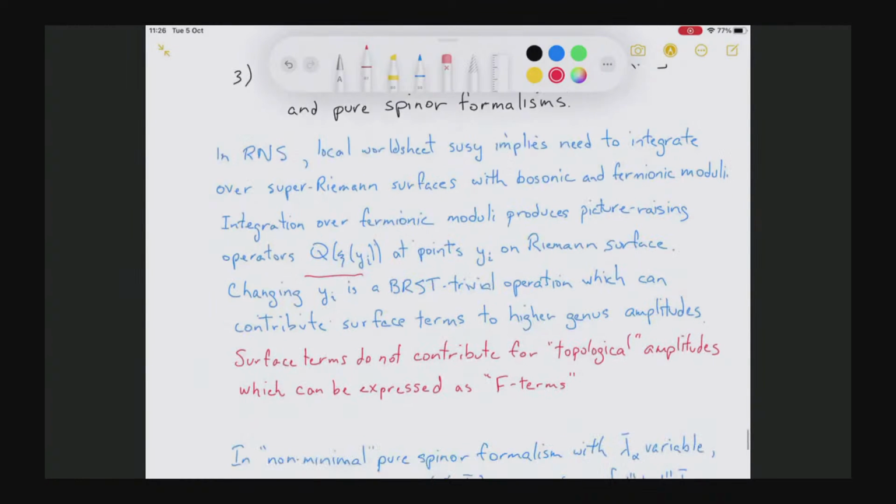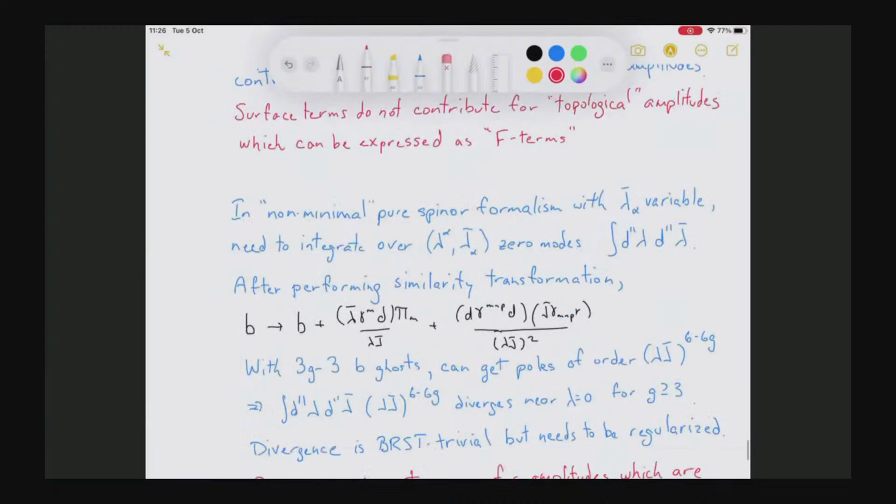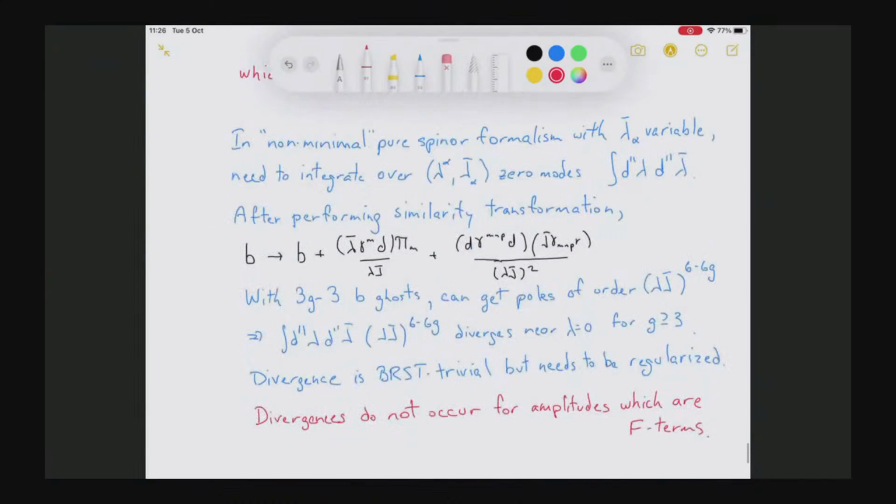In the pure spinor formalism, there are similar subtleties. I didn't discuss it, but if you work in these patches, it turns out that you need to be careful about what happens when you go off the patch, when lambda lambda bar equals 0. It turns out that when you do multi-loop amplitudes, you have to work with operators which have explicit poles when lambda lambda bar equals 0, such as this b ghost. And these poles cause subtleties. Again, in principle, one knows how to work with these subtleties, but life gets very complicated.